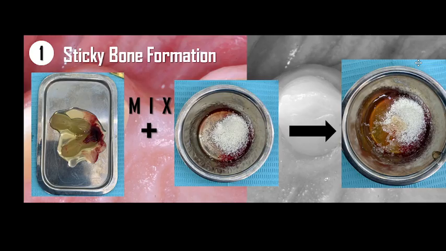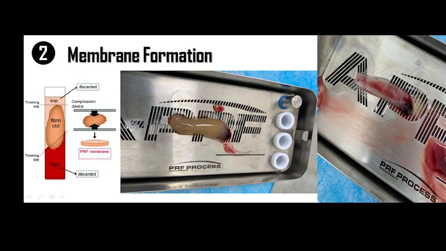Application. First we are going to perform a sticky bone formation. We mix the APRF with bone, where the fibrin clot can be fragmented into several small pieces and mixed with the bone graft to enhance the bone regeneration potential of the bone graft. After mixing the APRF with the bone graft, we wait for several minutes, 1 to 2 minutes, and we can have the sticky bone, and we can place it inside the defect or beside the implant.